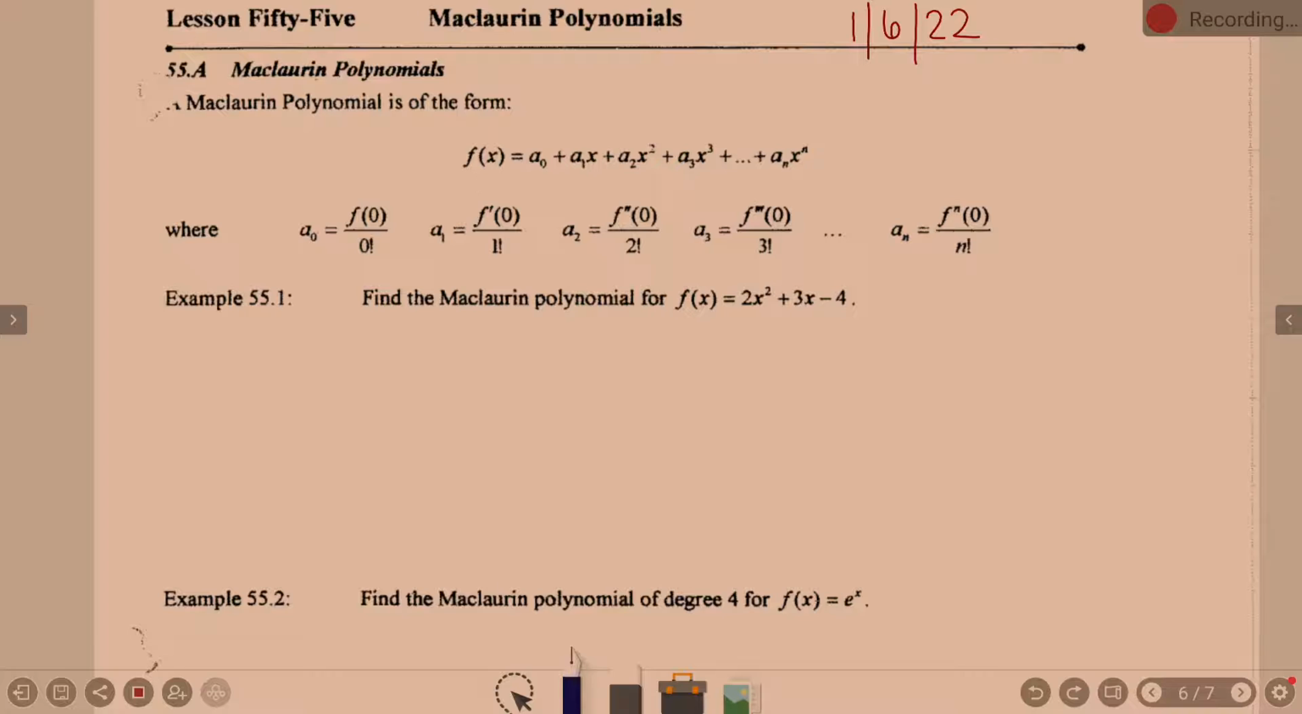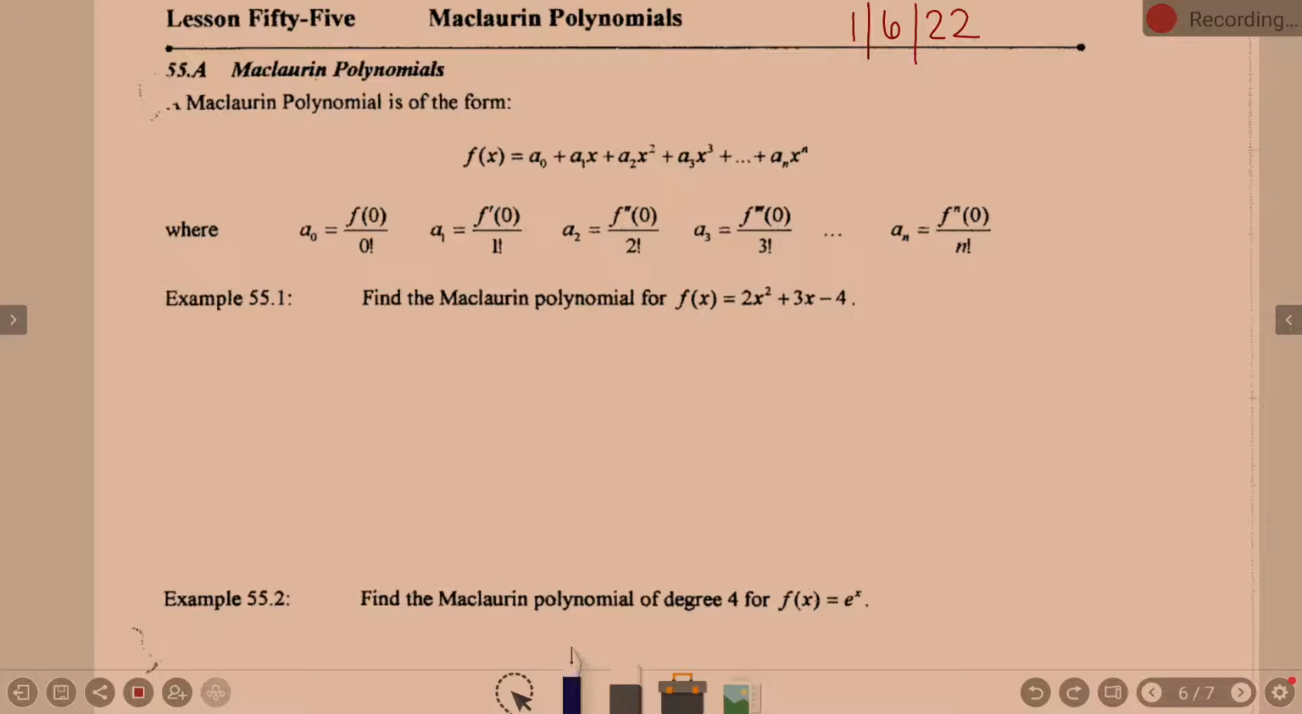Example 1 is more basic, it's more about the computation here, okay? Find the Maclaurin polynomial for f of x equals 2x squared plus 3x minus 4. Notice, what degree polynomial is this? This is a second degree polynomial, right? So that's as far as we can go as we do this, we're going to be going second degree. It doesn't say it here.